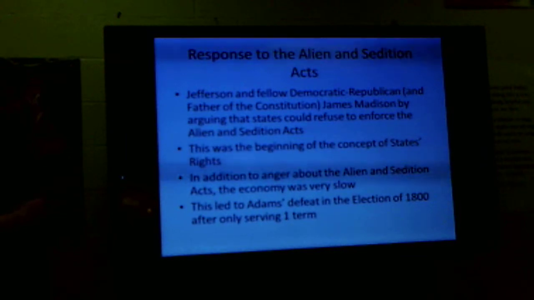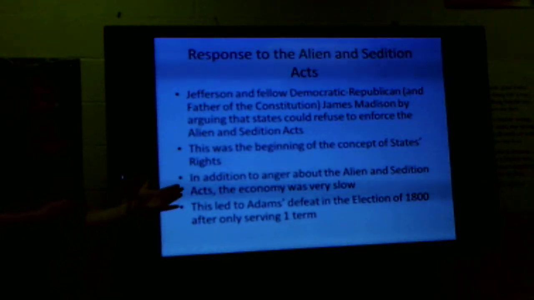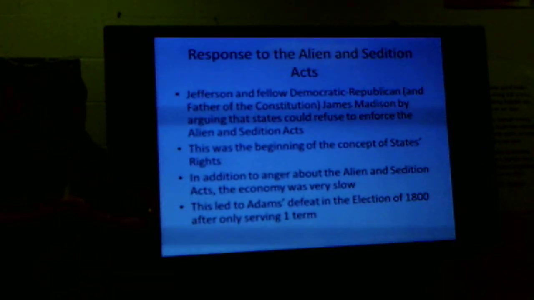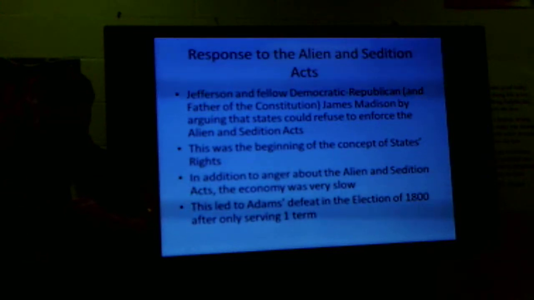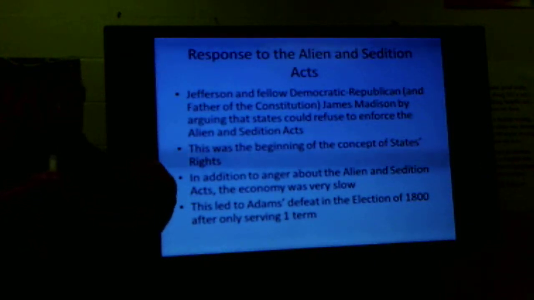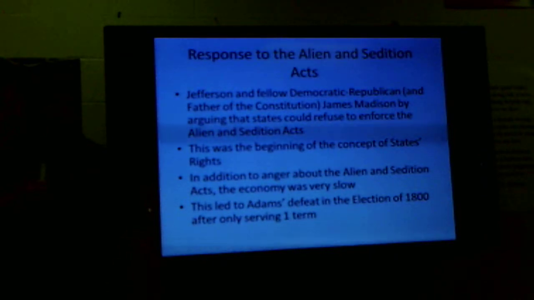So Jefferson and fellow Democratic Republican, the father of our Constitution, James Madison, argued against it. And they said that states could refuse to enforce the Alien and Sedition Acts. Now, that's another problem. That's this idea of states' rights. That's the idea that states should be more powerful than the federal government, and they should be able to do whatever they want to do.